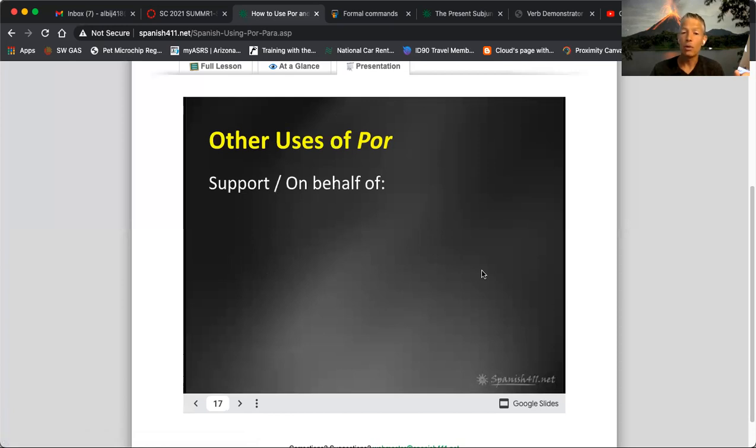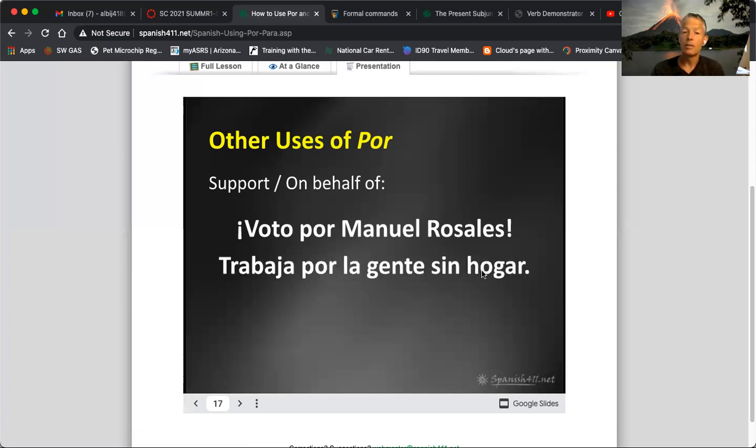On behalf of or in support of, voto por Manuel Rosales. I'm voting for Manuel Rosales. So voting for somebody is always votar por. Trabaja por la gente sin hogar. She works for homeless people, okay? She doesn't work for them as in they pay her. She works on their behalf. She works in support of them. Remember, trabajar para is to work for somebody for employment. Trabajar por can be working in their place or working on their behalf, which is pretty much the same thing.